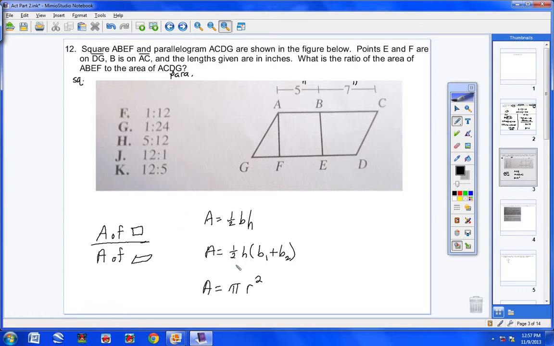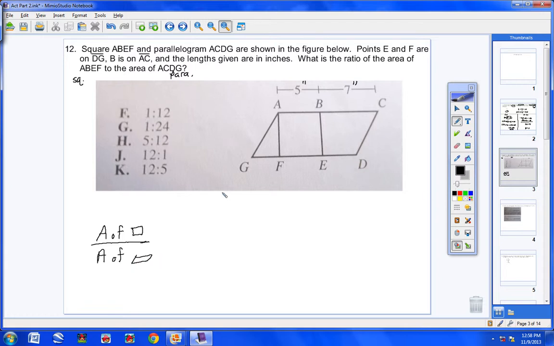But here are some shapes that you might not have thought about. Write those down and make sure you know those, because on the test, they can ask you any question about these normal geometric shapes. Okay, now let's continue on. So we have to find the area of the square and the area of the parallelogram.